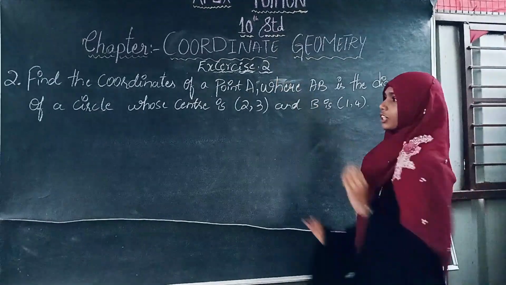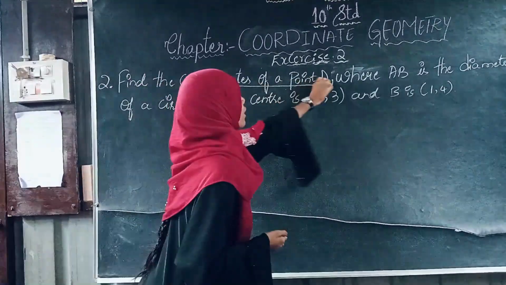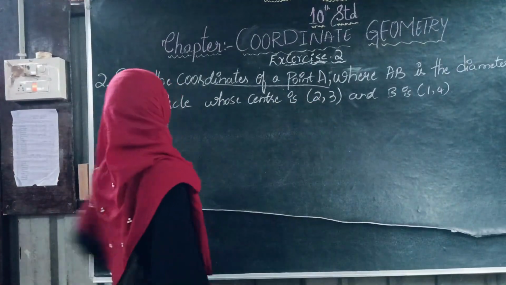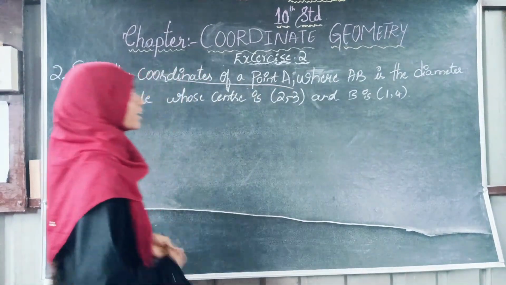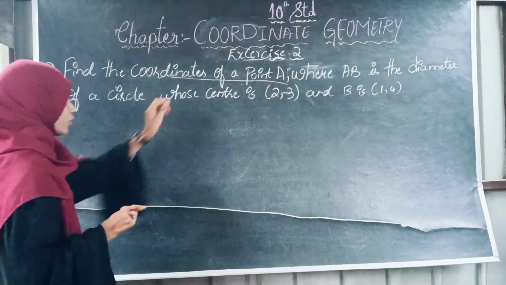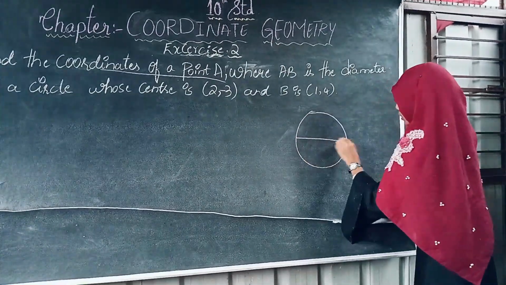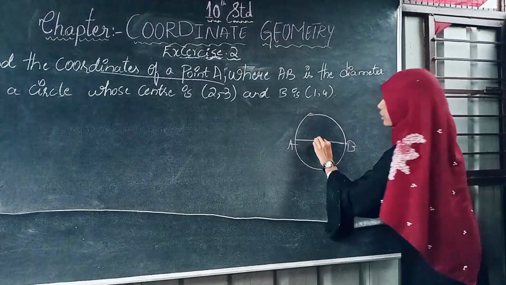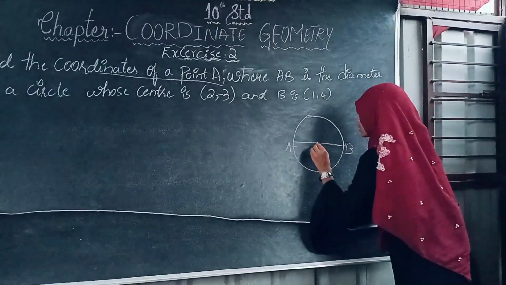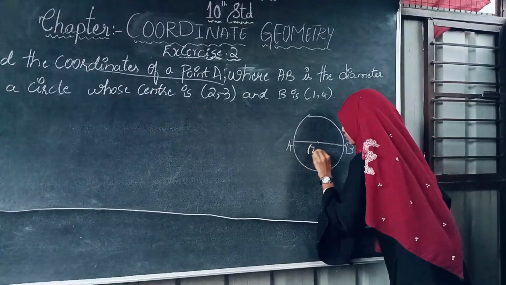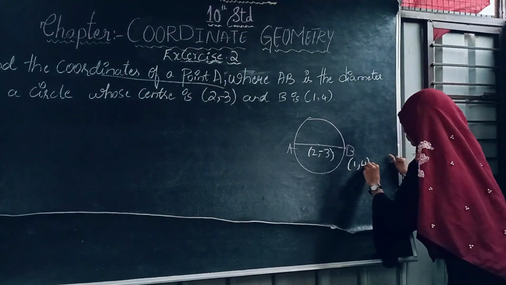Now let's move to next question, exercise 2. Find the coordinate of a point A, where AB is the diameter of a circle whose center is (2, minus 3) and B is (1, 4). So there is a circle whose diameter is AB, whose center is 2 comma minus 3 and B is 1 comma 4.